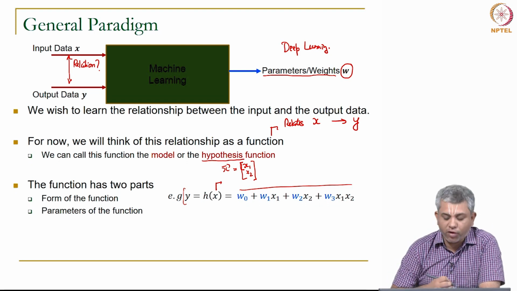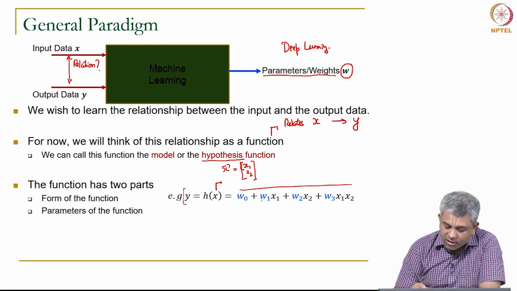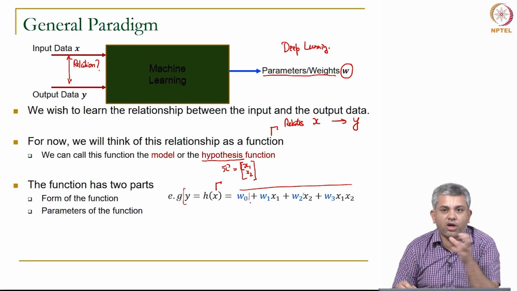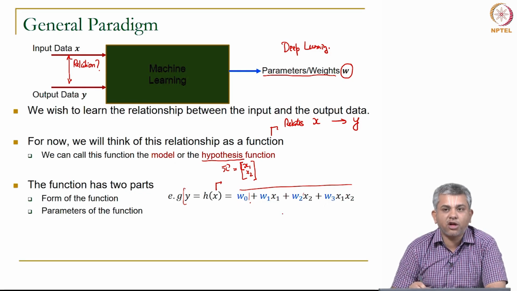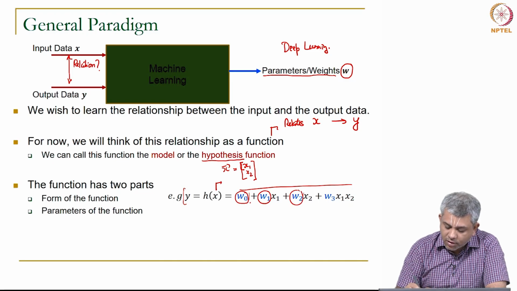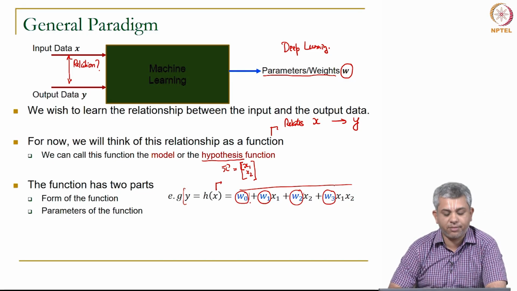What is meant by form? Form is the fact that the first term is a constant, the second term is linear, the third term is linear, and the fourth term is non-linear, x1 x2. This is called the form. The parameters are these: w0, w1, w2, w3. Okay.